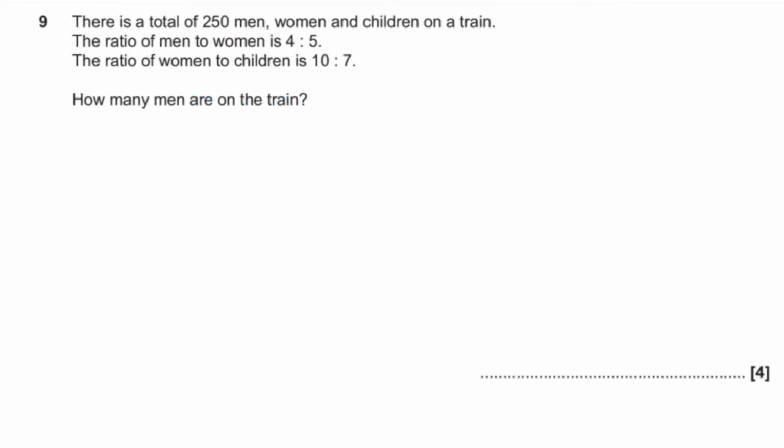Question 9. There are a total of 250 men, women and children on a train. The ratio of men to women is 4 to 5. The ratio of women to children is 10 to 7. How many men are on the train?